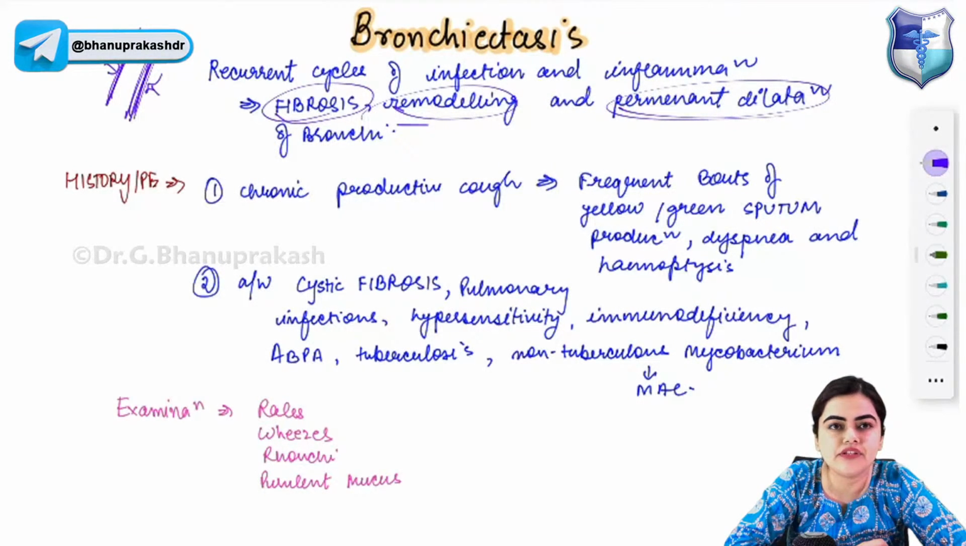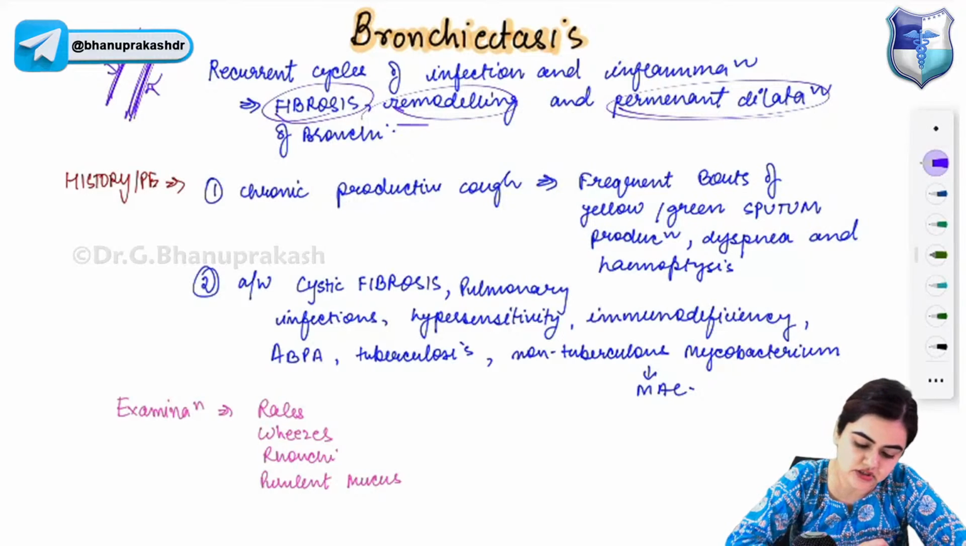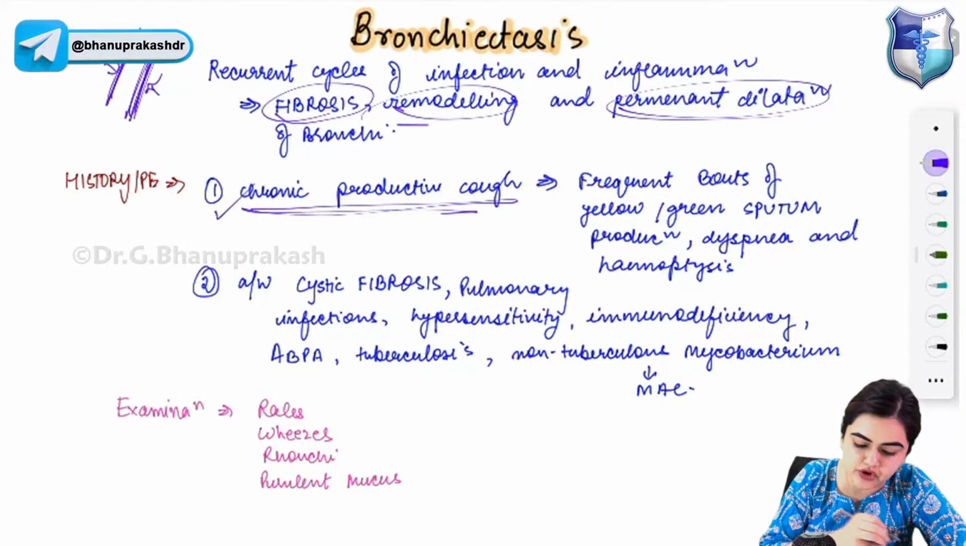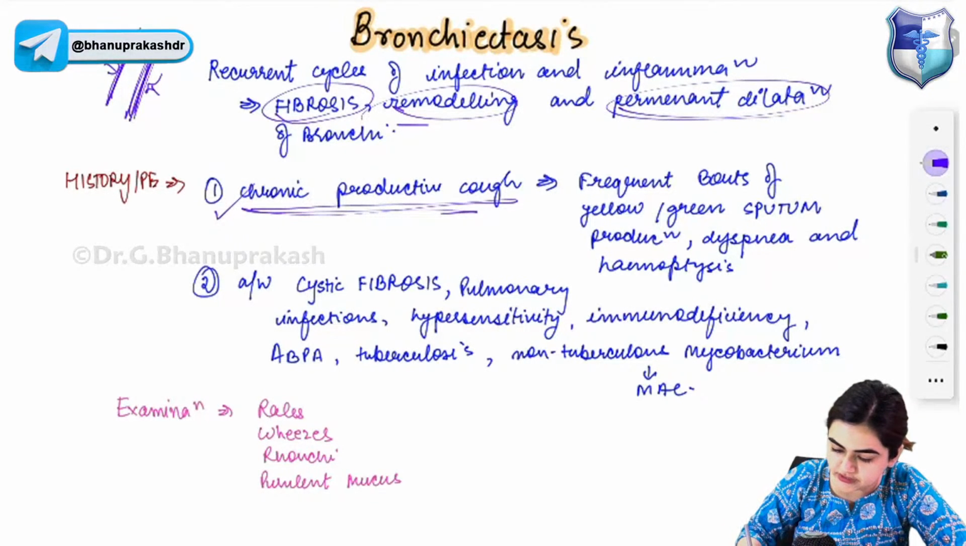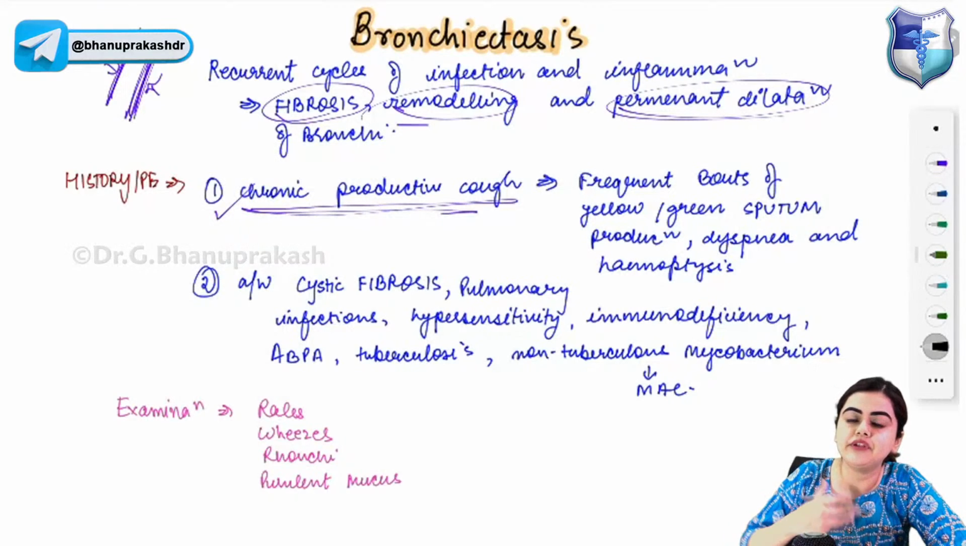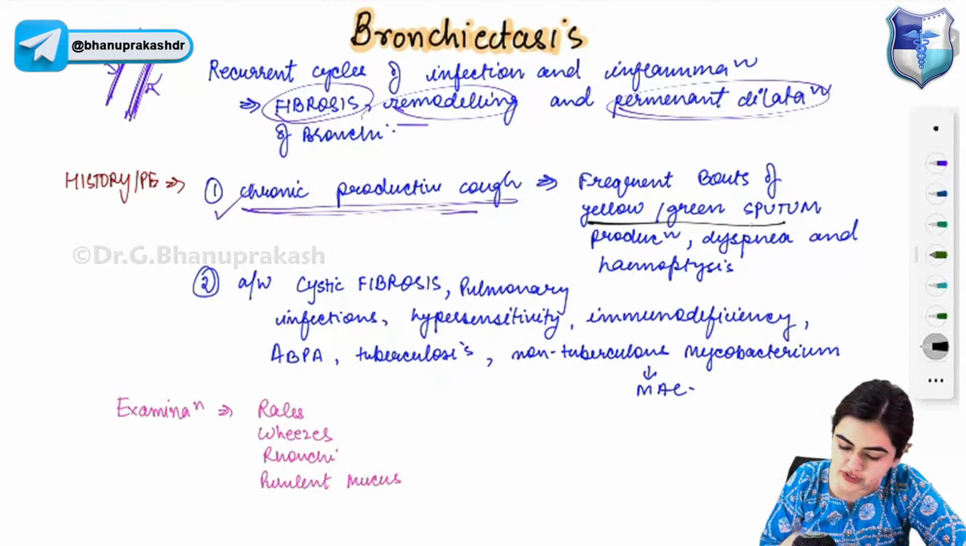What are the physical examination findings and what do you find in history in bronchiectasis? You will find a chronic productive cough. The cough will be in frequent bouts, and yellow-green sputum will come out. Dyspnea and hemoptysis will be there. So chronic productive cough, yellow or green in color, dyspnea and hemoptysis are features of bronchiectasis.